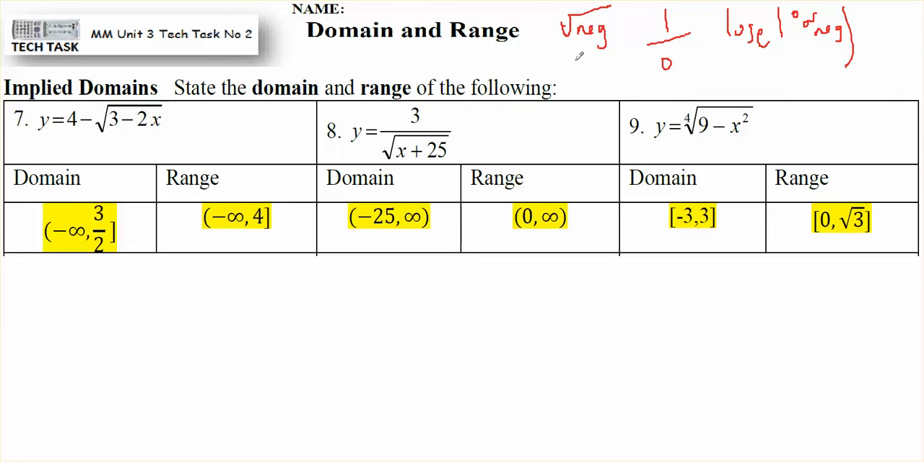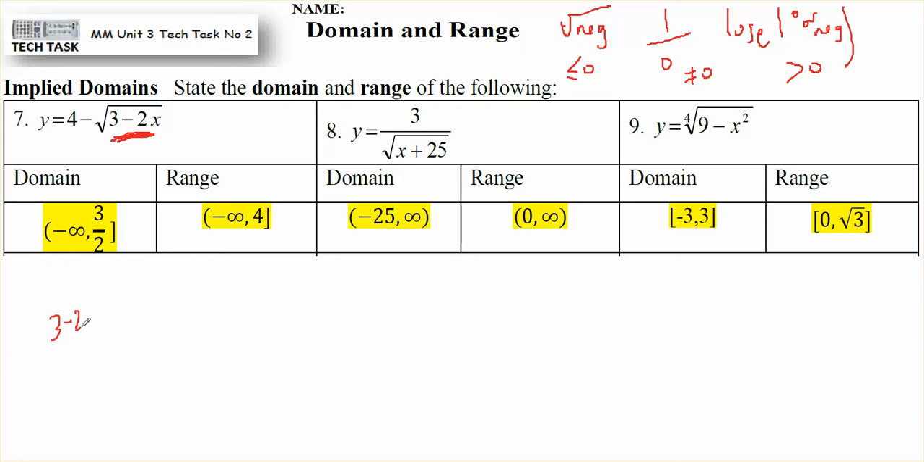So in the first one, the bit inside the bracket has to be bigger than or equal to 0. The bit in the denominator cannot equal 0. The bit inside the logarithm has to be bigger than 0. So in question 7, I've got this square root.